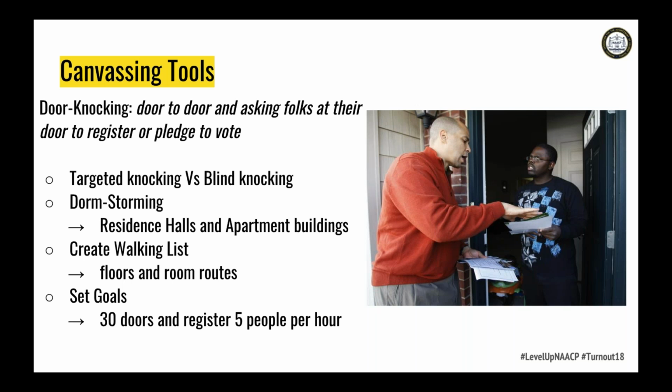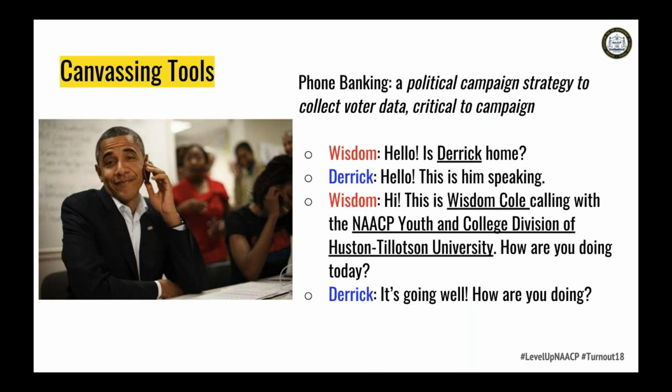And then last but not least, I want to talk to y'all about setting goals, right? So if one person goes and does door knocking for about an hour, they should be able to reach at least 30 doors and register about 5 people to vote, right? If you think about this in terms of mathematics, if you're doing about an hour a day, Monday through Friday, that's 5 hours, you should be able to register about 25 people to vote. You should be able to hit 30 doors each day, right? And that's a really great goal to set, making sure you're reaching that goal and measuring that goal.